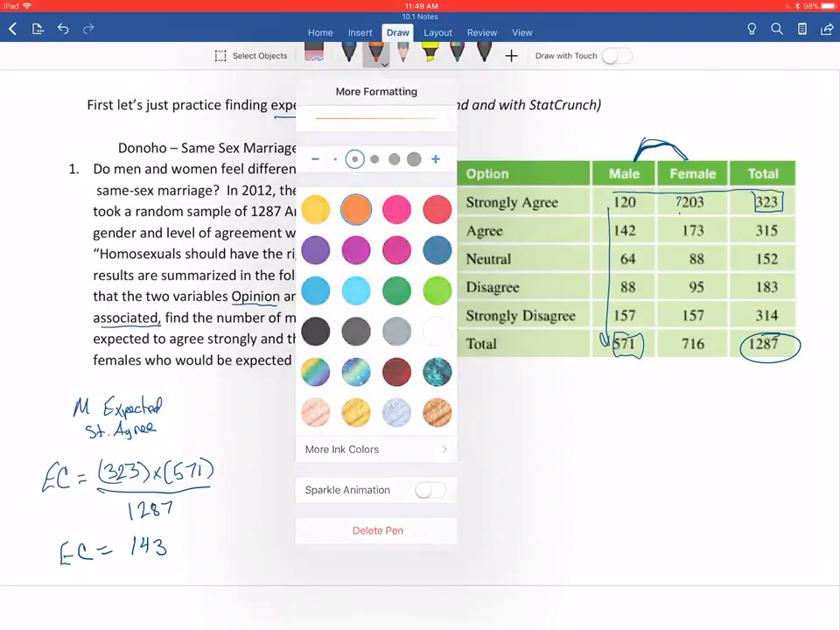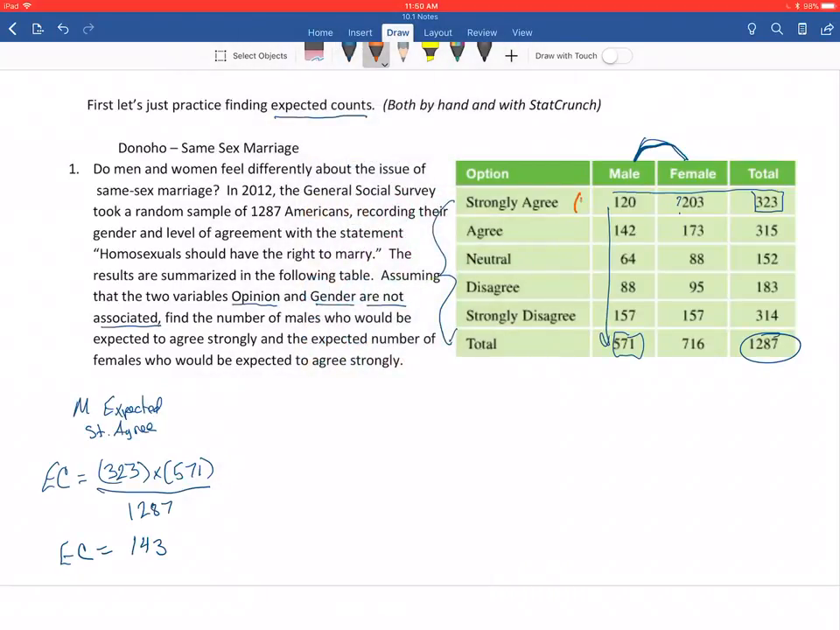So I'll leave this arrow here. What StatCrunch does is they put the expected count in parentheses next to or underneath the observed count. So that is how we would see that. We would see that there would be 143 expected males to say this, and we observed 120.